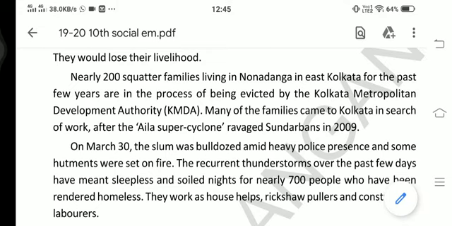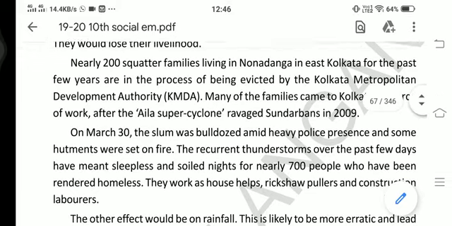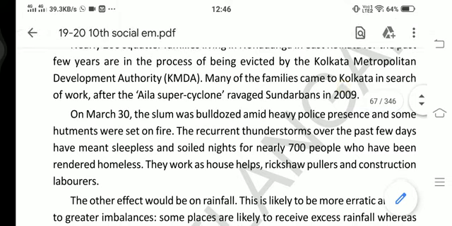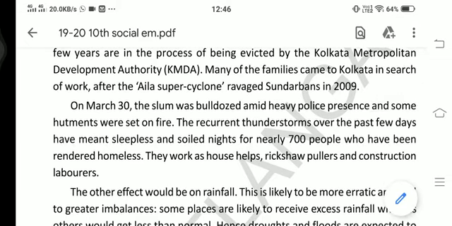The people were not ready to move out of that place because their livelihood is there. They don't want to leave that place, but police forces were used by the government to remove the huts there. They set fire to the huts because people were not ready to move out. Thunderstorms over the past few years have made them sleepless. The area was filled with mud, and they turned homeless. They work as house helps, rickshaw pullers, and construction laborers in most of the cities.